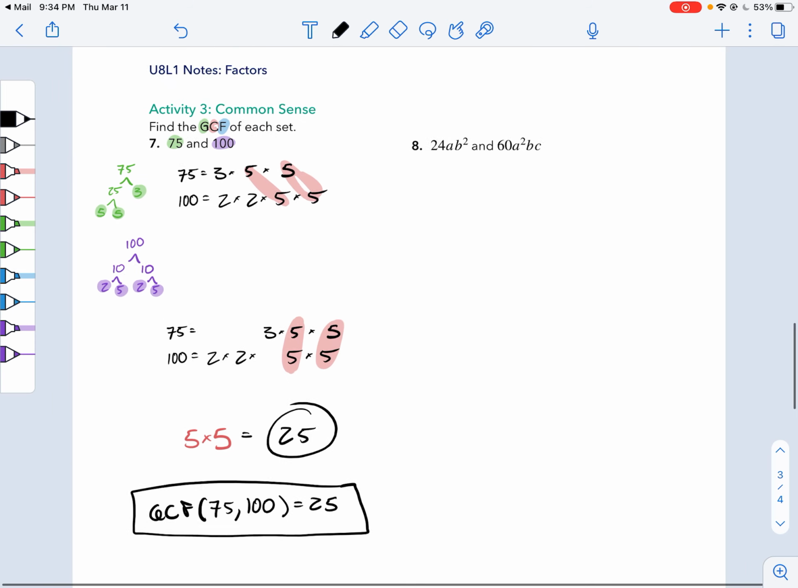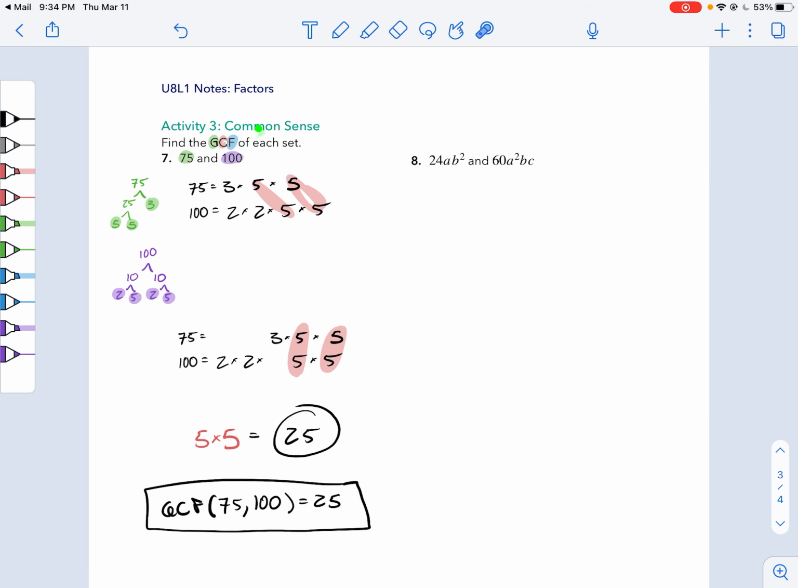This is like the math equivalent of writing your answer in a complete sentence. Okay, there you go. So how do you find the greatest common factor? Well, you find the factors, and then you find what they have in common, and then you look at the greatest one, which is multiplying them all together. Fun, right?